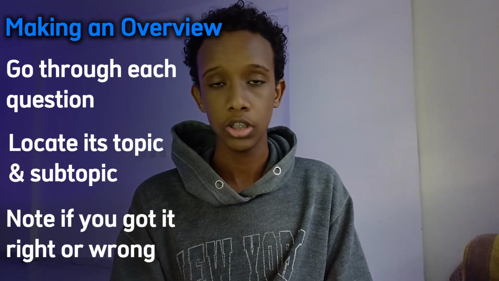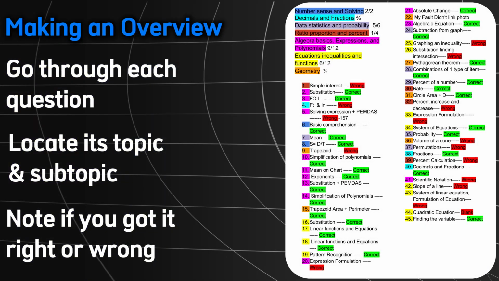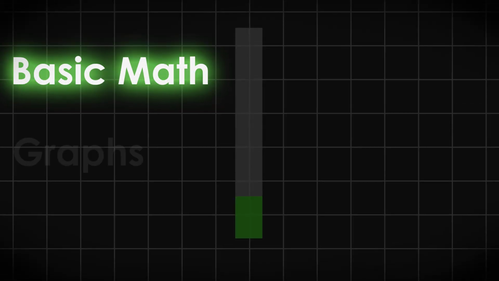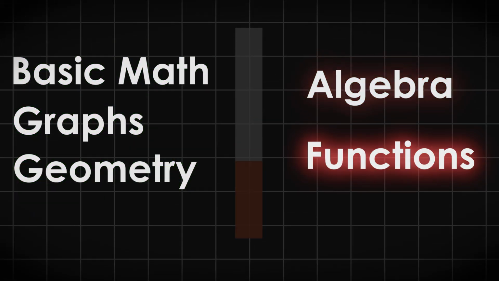When your paper is complete, it should look something like this. This step should take you no more than an hour. With this overview, you should be able to tell which areas are your strong points and which areas need more attention. Now that you know your weak points, let's go ahead and turn this overview into an actual study plan.